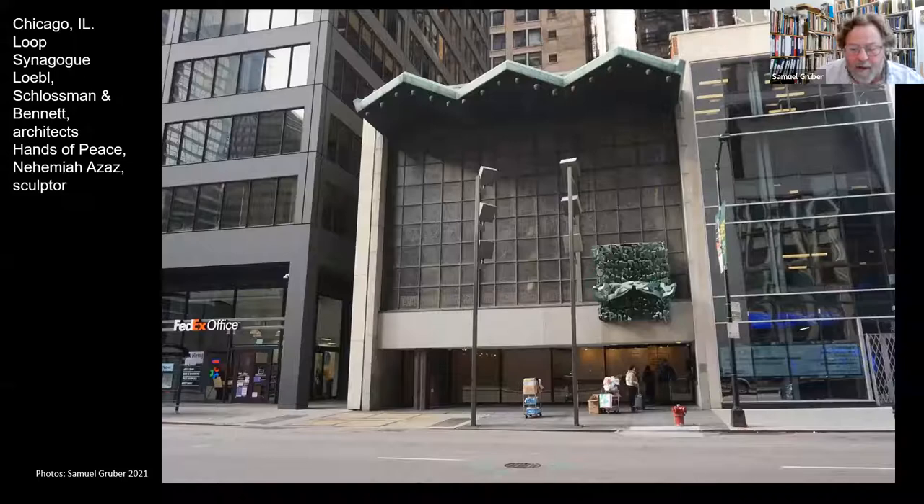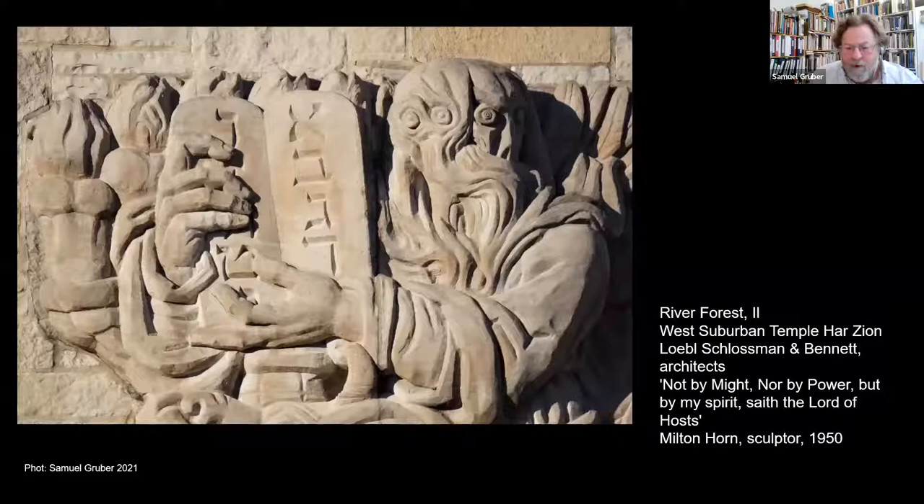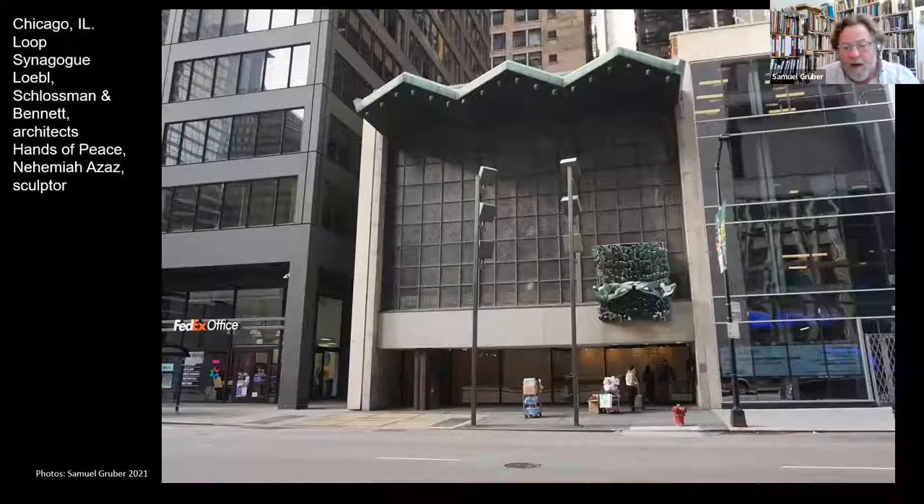So the synagogue where the first 1950 Horne relief is in River Forest was designed by the Jewish architects Lobel, Schlossman, and Bennett. The third architect keeps changing a bit, but Lobel and Schlossman continue for many decades as prominent architects in Chicago, and they build many synagogues. They designed the Loop Synagogue downtown.